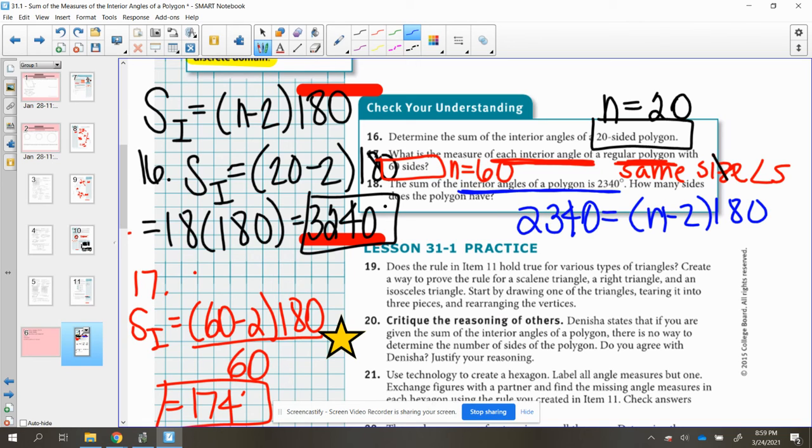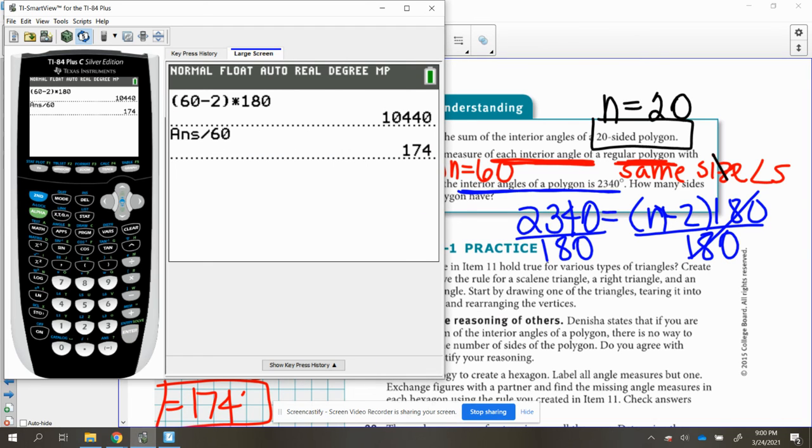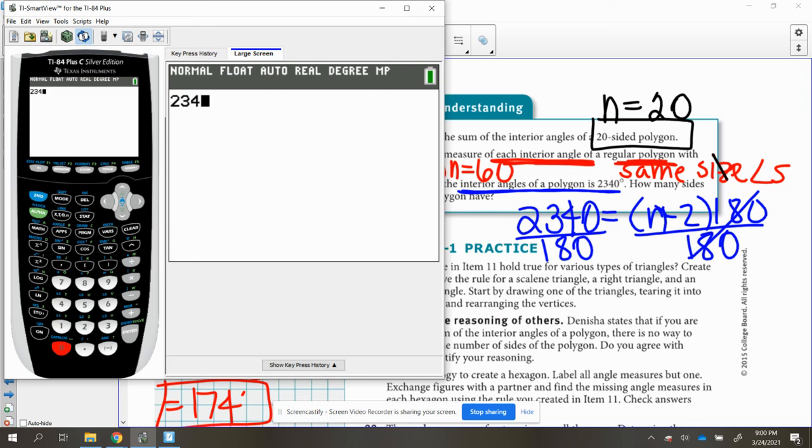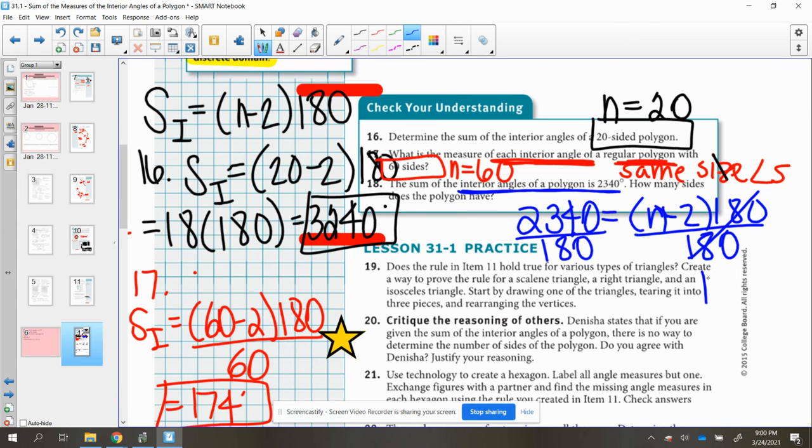Well, you have two options. You could distribute this first, but instead of distributing, it's probably a little bit faster to get rid of the 180 first, right? Kind of like we used to multiply by the 1/2. This time, if we divide by the 180, we can get rid of that first. So we take 2,340 divided by 180, and we get 13. Now, you are not done because 13 equals this n minus 2. So to get n completely by itself, we need to add 2 to both sides for a total of 15.